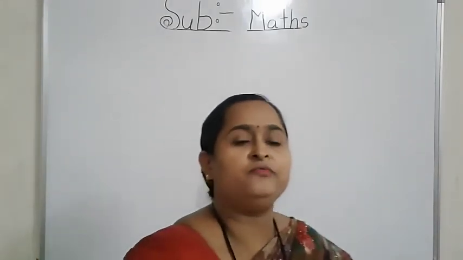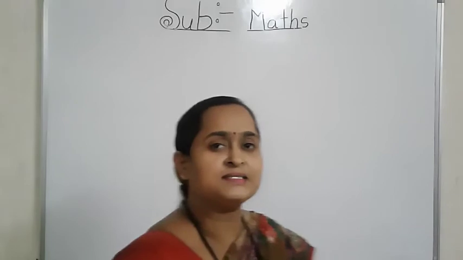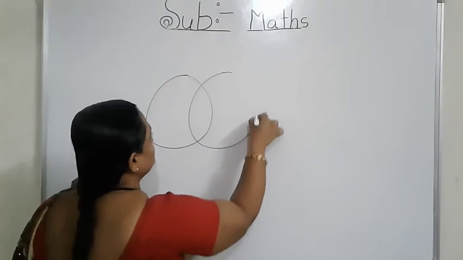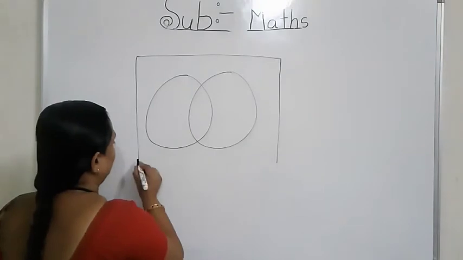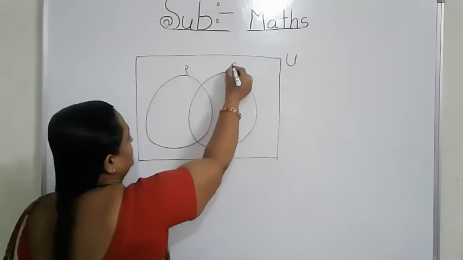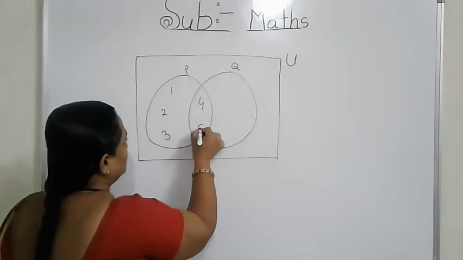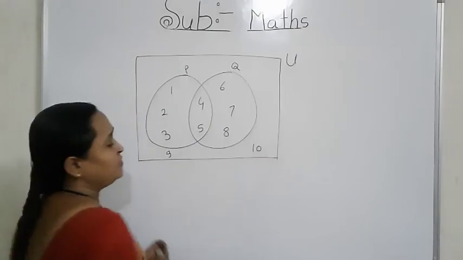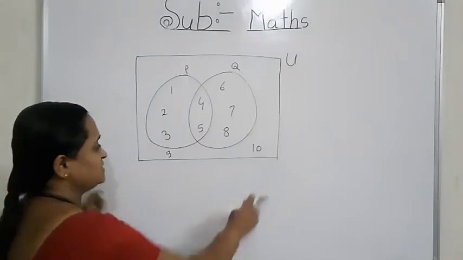Now in this example a Venn diagram is given. You have to observe the Venn diagram and then you have to write the given sets. Now see the Venn diagram. Universal set, set P, set Q. In the universal set are 1, 2, 3, 4, 5, 6, 7, 8, 9 and 10. Now you have to observe the Venn diagram and write the given sets.